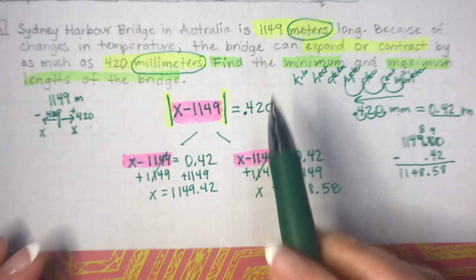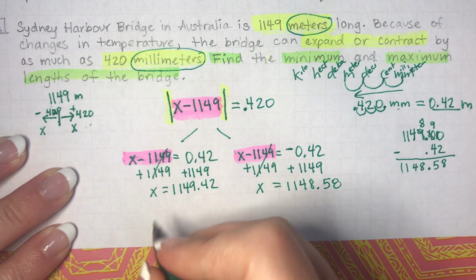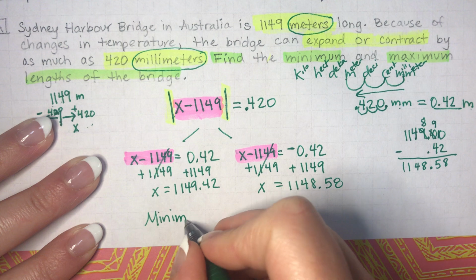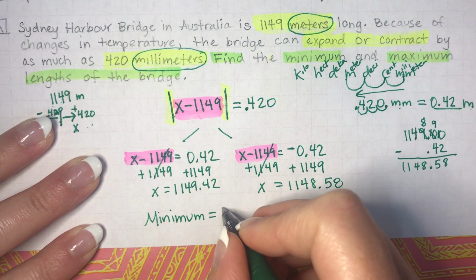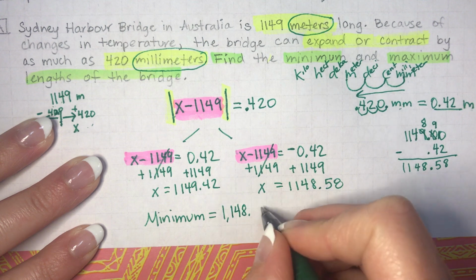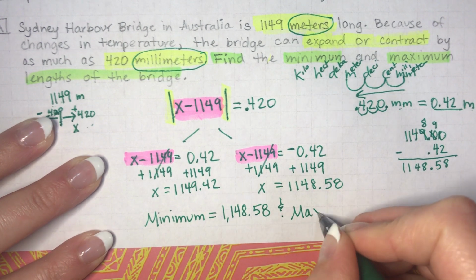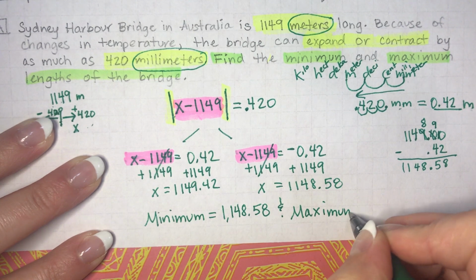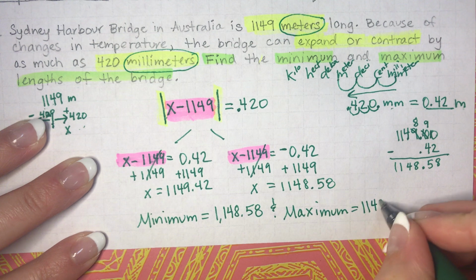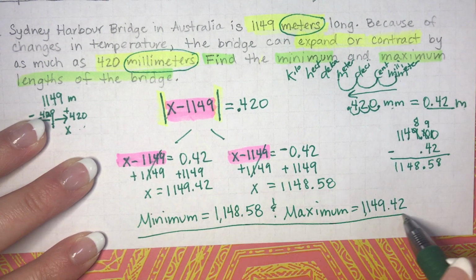0.58. So then we just need to find the minimum and the maximum. This number's smaller, so this is our minimum. Equals 1,148.58. And maximum would be 1,149.42. And that is our answer.